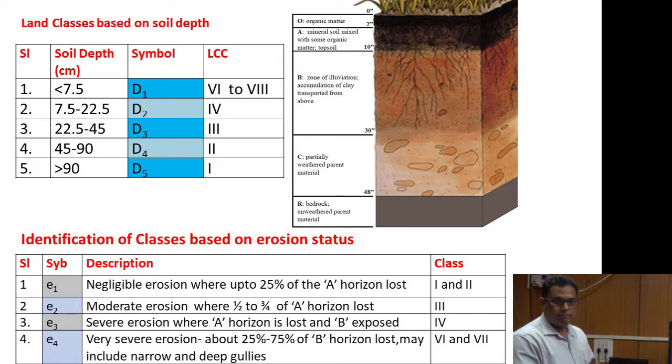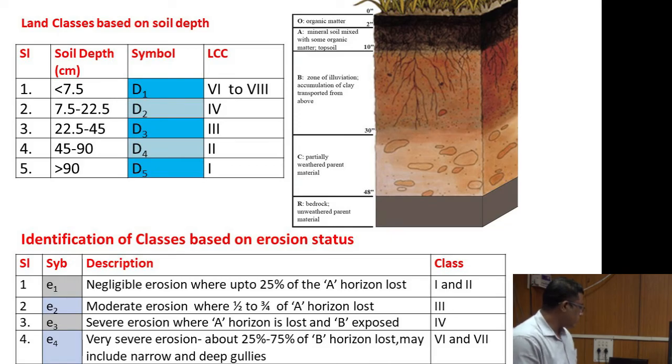Now the fourth parameter that we are discussing is the erodibility or the erosion status. Erodibility we have discussed, it is the resistance offered by the soil as a parent material to the agents of erosion like wind and raindrop or flowing water. So erodibility for class 1, 2 would be higher. It would be lower for 2, 3, 3 and 4, like that. So in this type of erosion category, we have given a notation as E1, E2, E3 and E4.